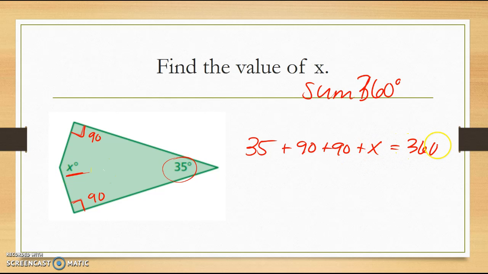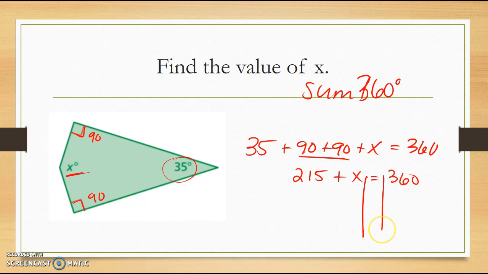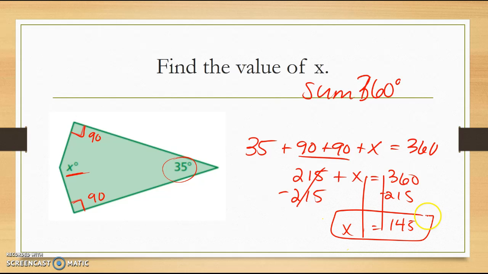Again, we're going to add up our two 90 degrees, which gives us 180, and then we add that 35 to it, and we get 215 plus x is set equal to 360. Again, we just combined our like terms on that, and now we want to take 215 and subtract it from both sides. And when we take 360 and subtract 215 from that, we're left with x equal to 145 degrees.